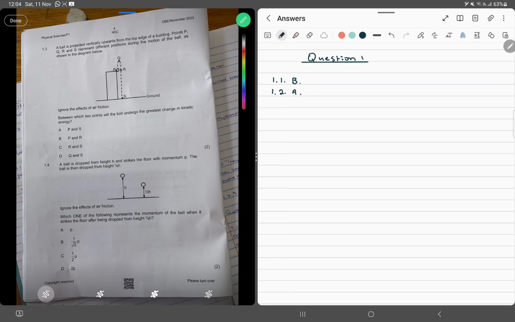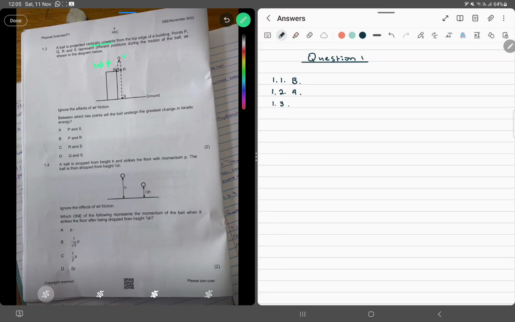All right, so 1.3. What is the story with 1.3? We're told a ball is projected vertically upwards from the edge of a building, and we have a sketch, luckily. So the direction of motion initially is upward, so we can choose up as positive. Now points P, Q, R, and S represent different positions during the motion of the ball, as shown in the diagram. We can see that point R is at the same position as point P, but when the ball is moving in the opposite direction. Q is the maximum height.